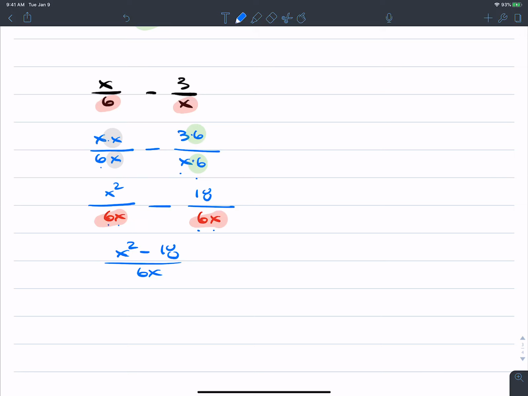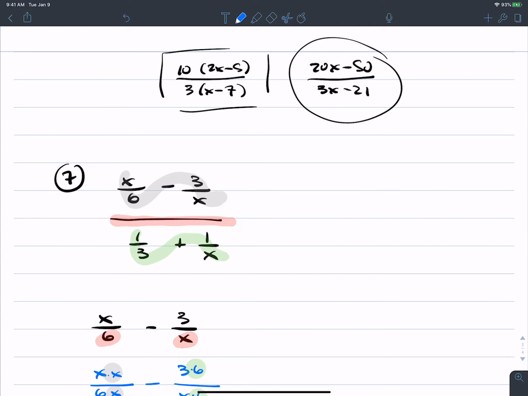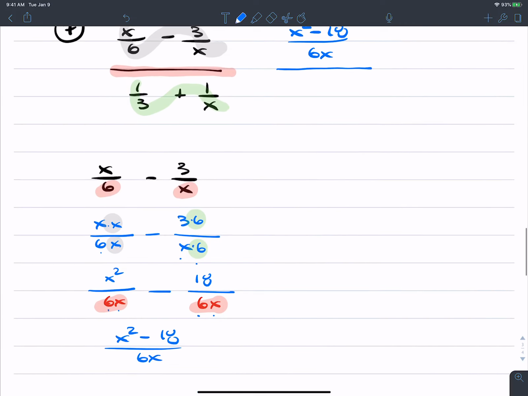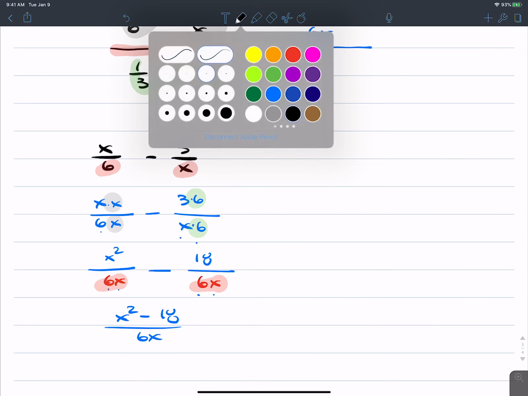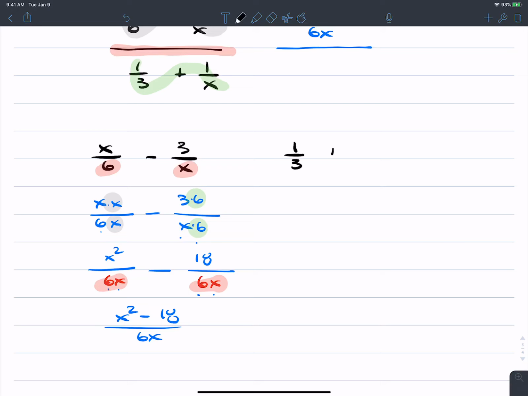So here's that first fraction here. That x squared minus 18 over 6x goes on top. The bottom work, if we take a look at the bottom now, 1/3 plus 1 over x, we could do the same way. However, we talked about this shortcut here. If we notice, in the past, we've talked about this in class, since 3 and x are prime in a sense, we get to use that formula here to do a quick and easy arithmetic.